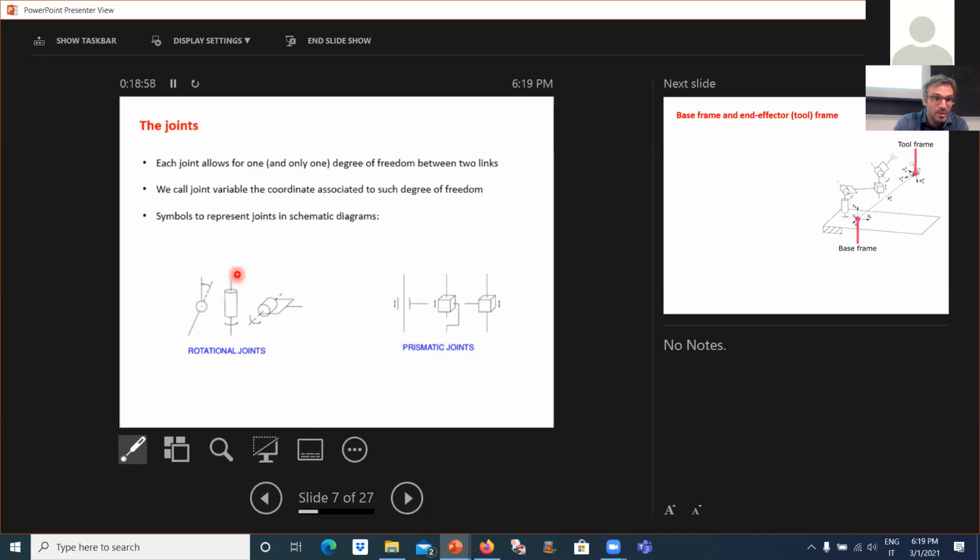So in here, you see this is the joint axis of the revolute joints, revolute or rotational, synonymous, while this is the linear axis of a prismatic joint. So this joint rotates about this axis, and this one moves along this axis.